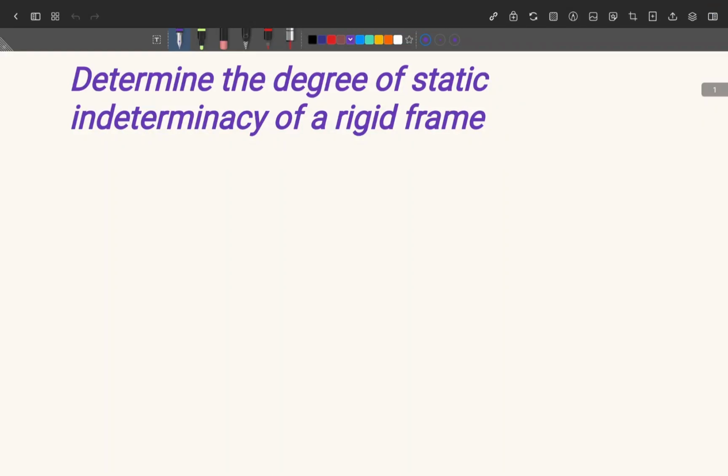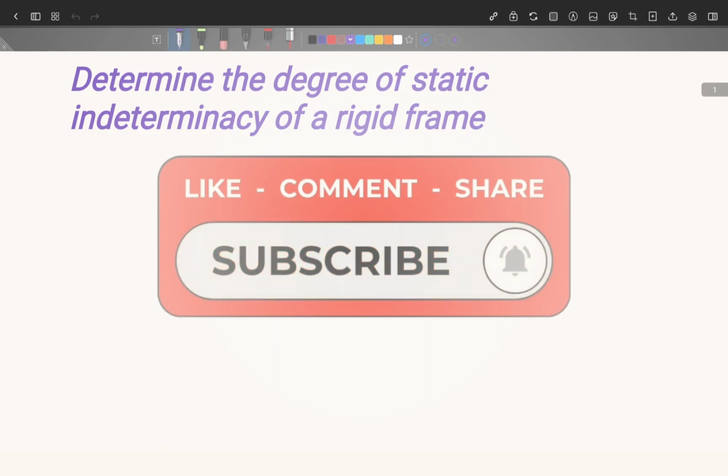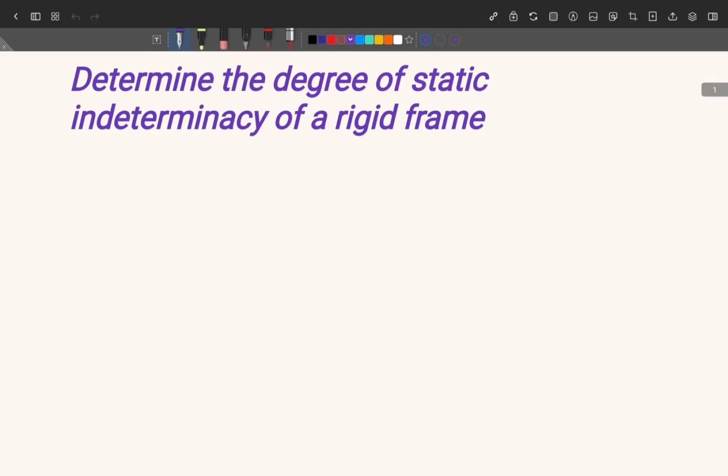In this lecture, we will learn how to determine the degree of static indeterminacy of a rigid frame. So first of all, we must understand what is a rigid frame, and then we will come to the degree of static indeterminacy. A rigid frame is that frame in which the members are connected through rigid joints. Now what is a rigid joint?